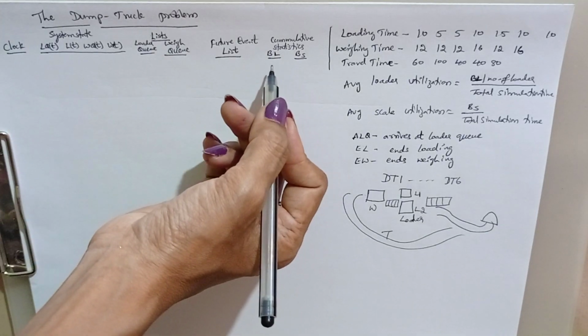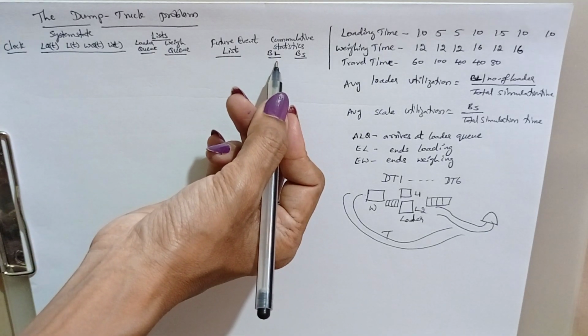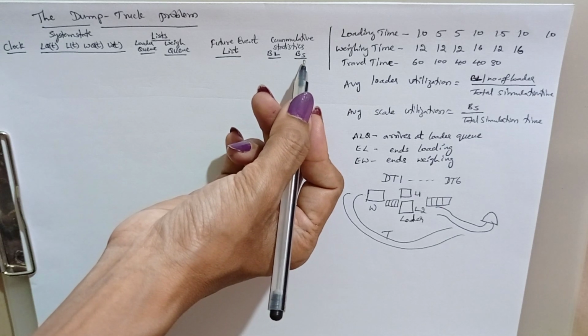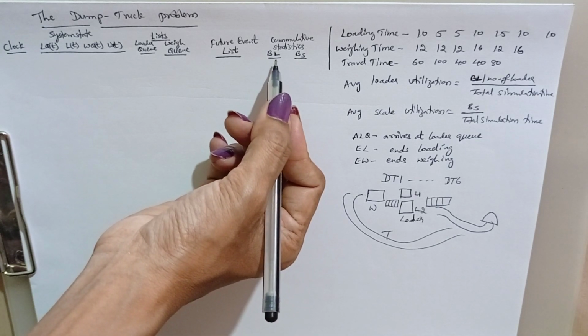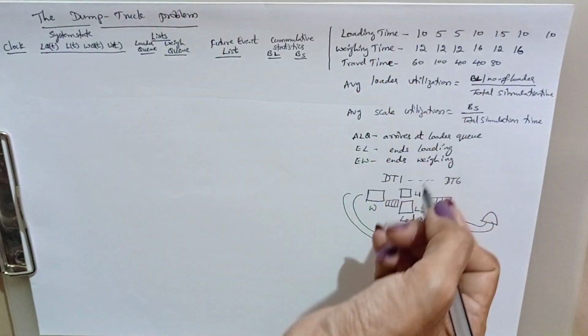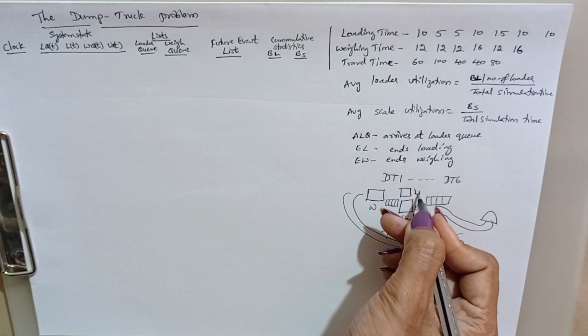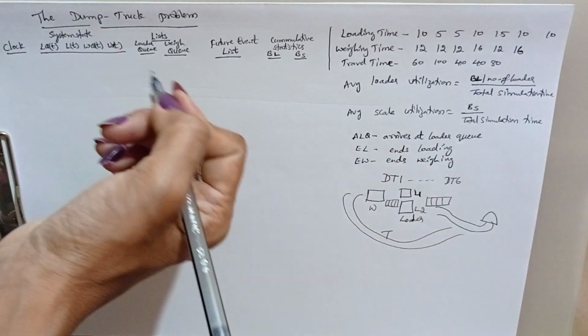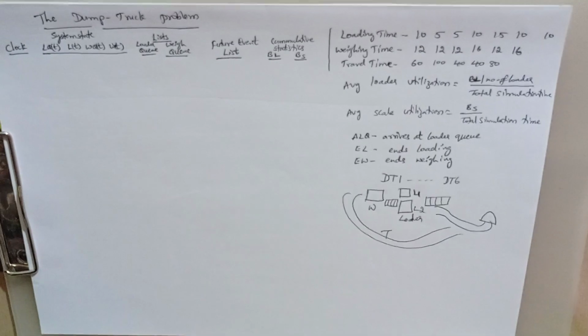Now the cumulative statistics are the total busy time of the loader as well as the total busy time of the server. When you calculate the total busy time of the loader, you need to consider two loaders: whether two loaders are busy, one loader is busy, or none of the loaders are busy. By using that, we need to calculate.